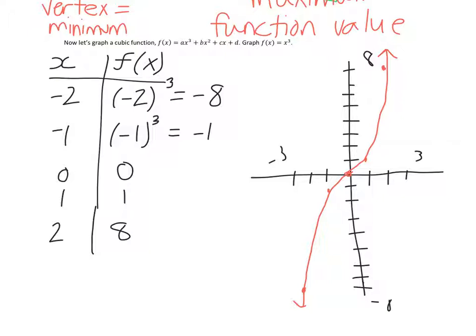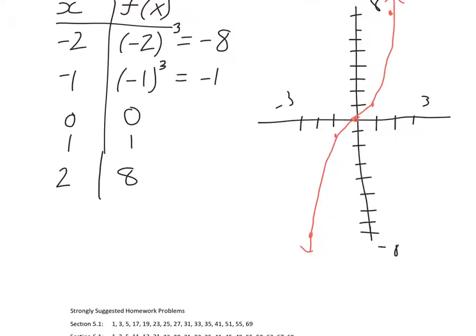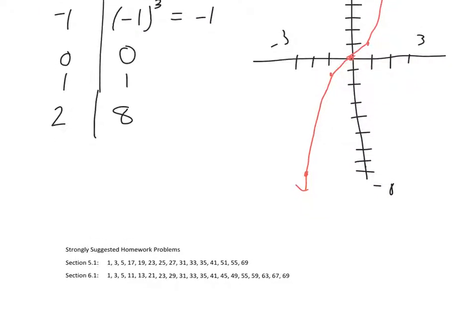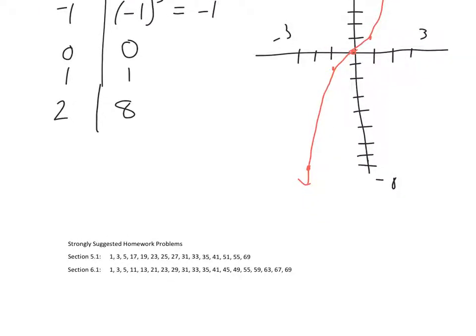So let's talk about this function. There's no special name for the shape of this function. But let's talk about the domain. Does any number exist that we can't take to the third power? We can raise any number to the third power. So the domain is all real numbers.